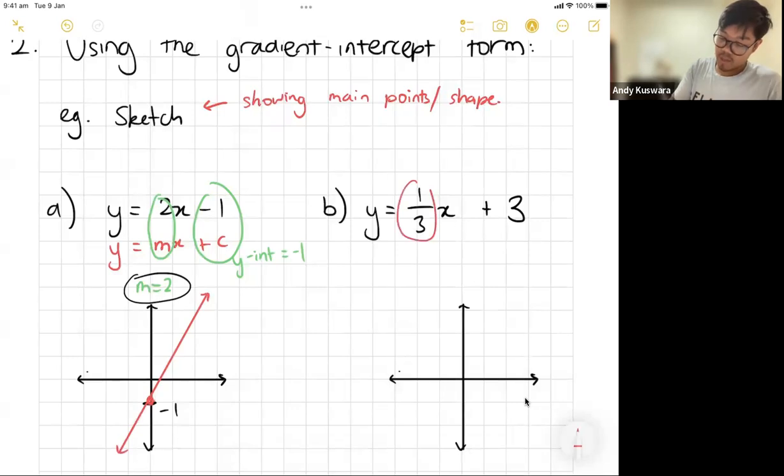Same deal here. This time my gradient is 1/3 and my y-intercept is 3. So that means now I'm going to cut through 3. And I'm going to have still a positive gradient, but less steep. So it may look a little bit more like this.